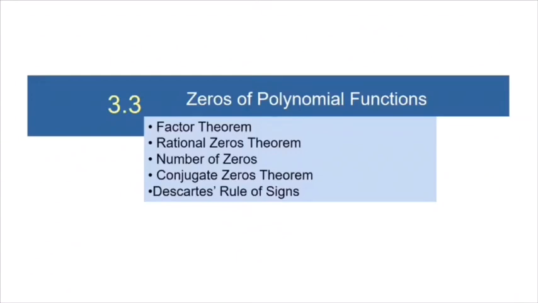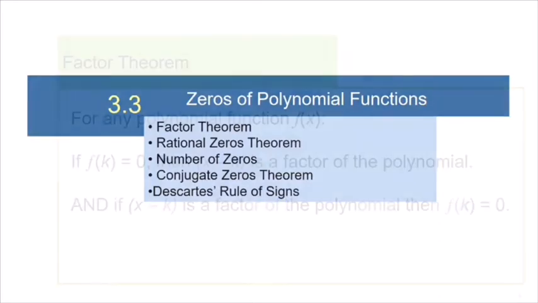Hello again, welcome back to College Algebra, and today we're in section 3.3 and we're going to be talking about zeros of polynomial functions. So we're going to pick up a few theorems in this section. The first theorem I'll show you is called the factor theorem, and then we'll talk about the rational zeros theorem, and we'll talk about how to determine the number of zeros that a polynomial has. We'll take a look at what's called the conjugate zeros theorem, and then we will look at Descartes' rule of signs. So let's get started.